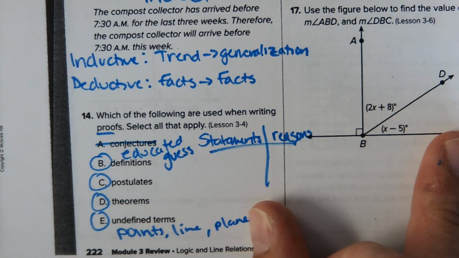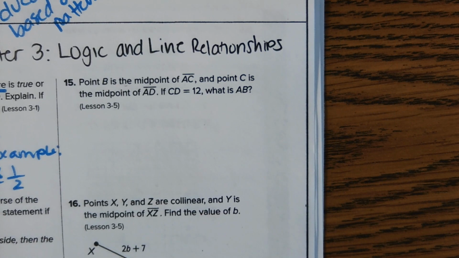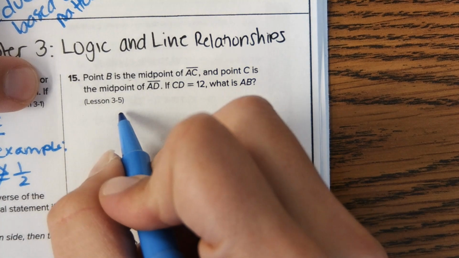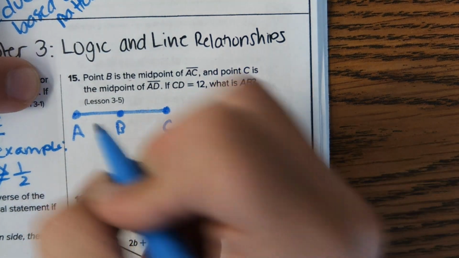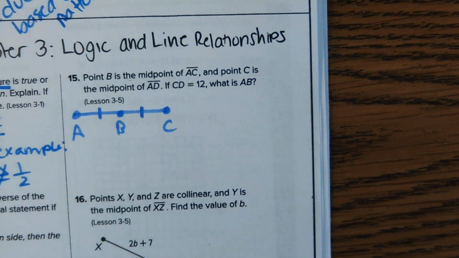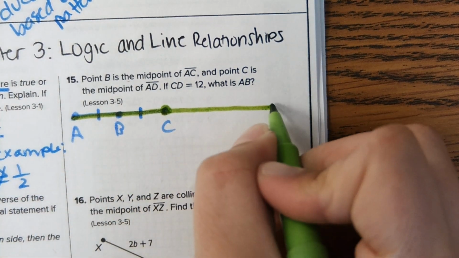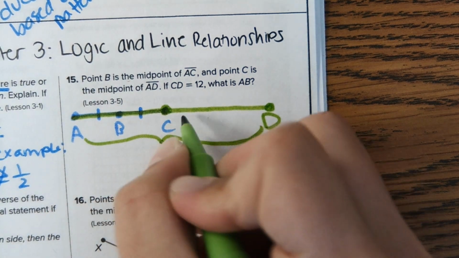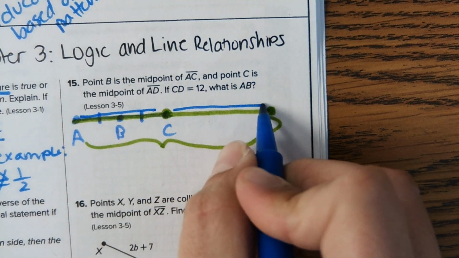Okay, then the next one over here. We're going to need to draw a picture. It says that point B is the midpoint of AC, so I'm going to draw that. That means this length is the same length as this. It also says point C is the midpoint of AD. So I'm going to draw a larger segment, call this D, and now C is the midpoint of this whole thing. So CD and AC are the same length.